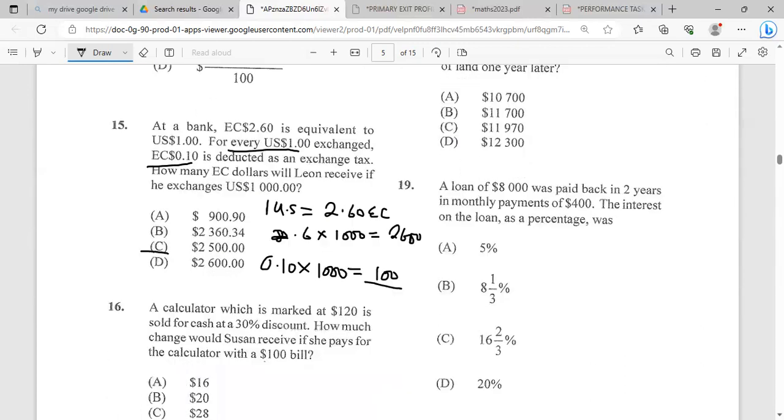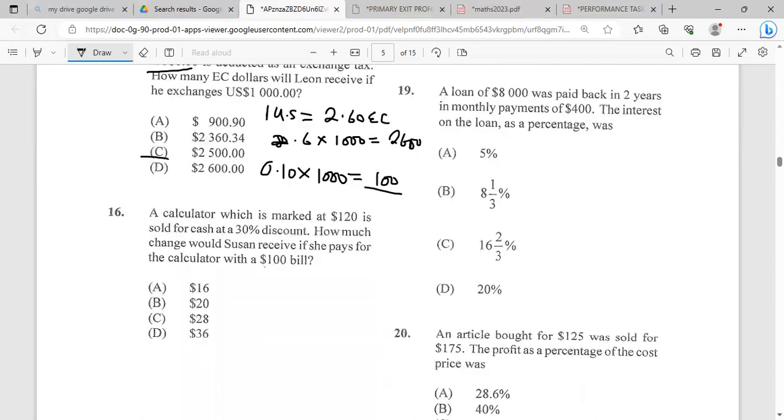A calculator, which is marked $120, is sold for cash at 30% discount. How much change would Susan receive if she pays for the calculator with a $100 bill? So all we have to do is find 30% of 120. So 3 times 12 is $36. So it's a discount of $36.